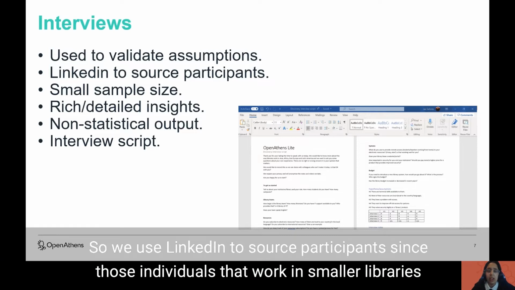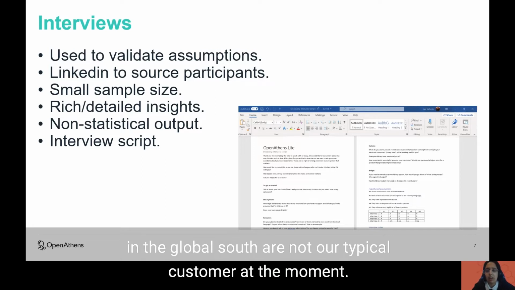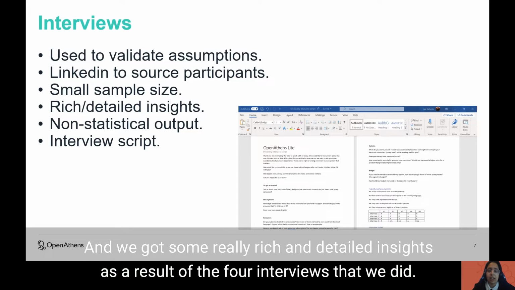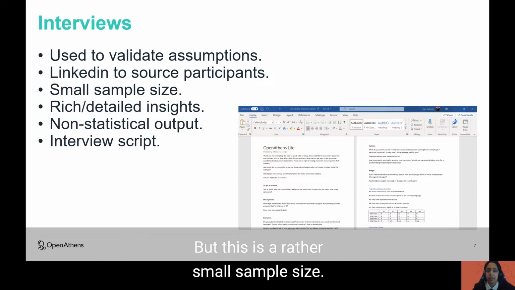I used LinkedIn to source participants, since those individuals that work in smaller libraries in the global south are not our typical customer at the moment. So we used LinkedIn to source those participants, and we got some really rich and detailed insights as a result of the 4 interviews that we did. But this is a rather small sample size.